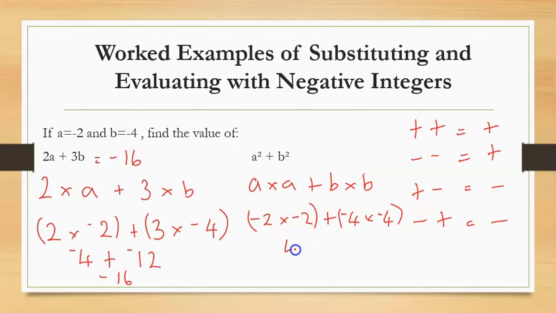So 2 times 2 is 4. This time we've got a negative and a negative, which means the answer is positive. We don't have to write the positive sign in there because just 4 on its own is telling us it is positive. And then we're going to add to that. 4 times 4 is 16. And again, 2 negatives make a positive. And 4 plus 16 is 20. So a squared add b squared is 20 when a equals -2 and b equals -4.